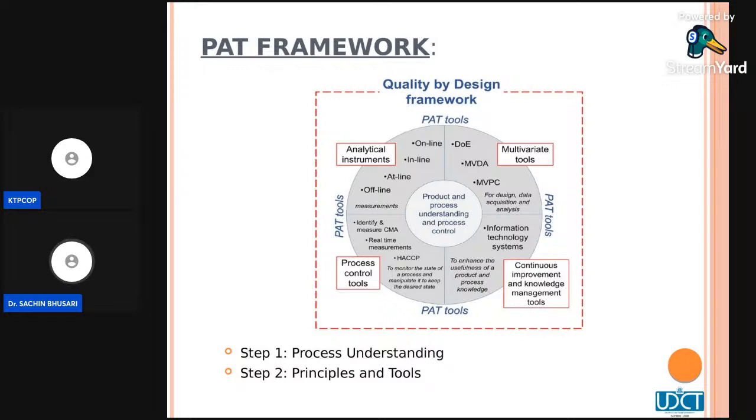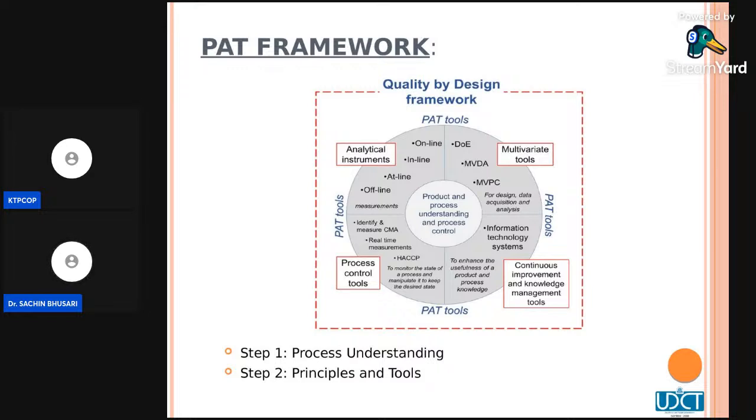So the slide classically explains this. There are four critical PAT tools. You can see, I think I can show that by using my cursor. I don't know exactly, first time I'm using this tool. So multivariate tools are there. Design of experiments is there. Multivariate data analysis is there. Multivariate processing parameters you can see. So multivariate tools are one part of the PAT tools.